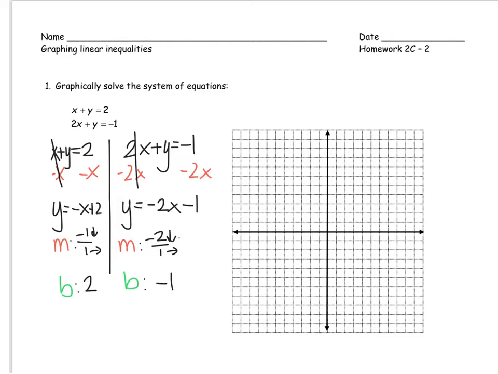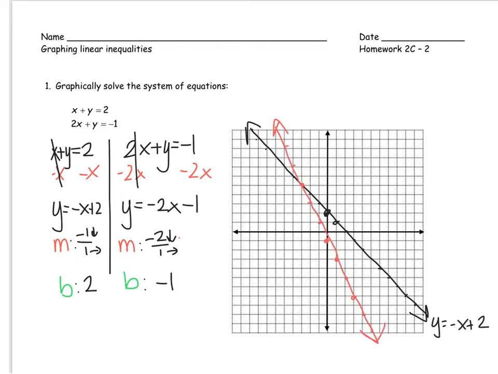So I'm going to graph the first line, y equals -x plus 2 first. Since it's just a regular equation, I'm going to connect it with a regular solid line, and I'm going to label it y equals -x plus 2. All right, so that's how you graph the first one. Let's do the same thing with the second one. I'll do that one in red.